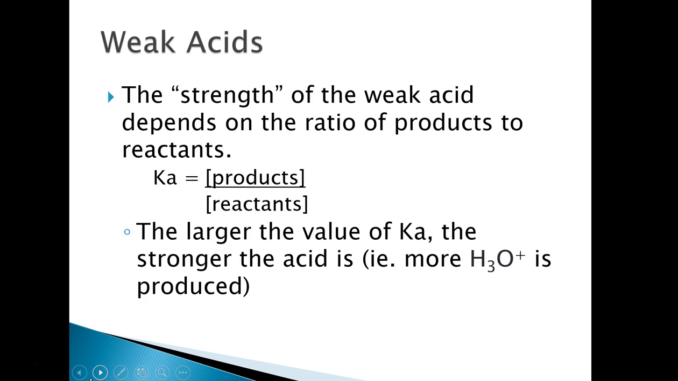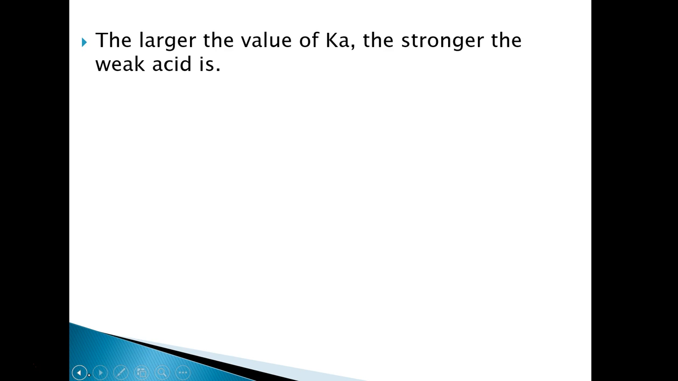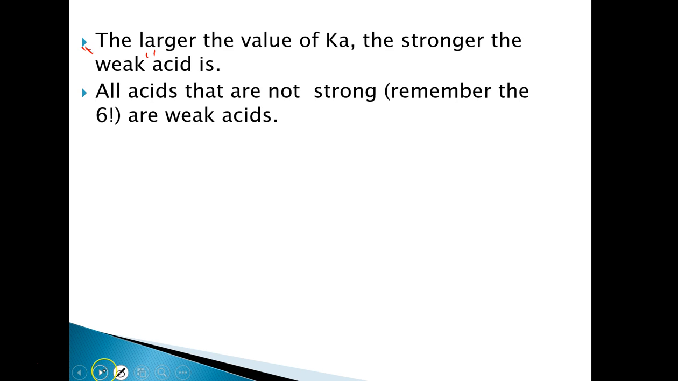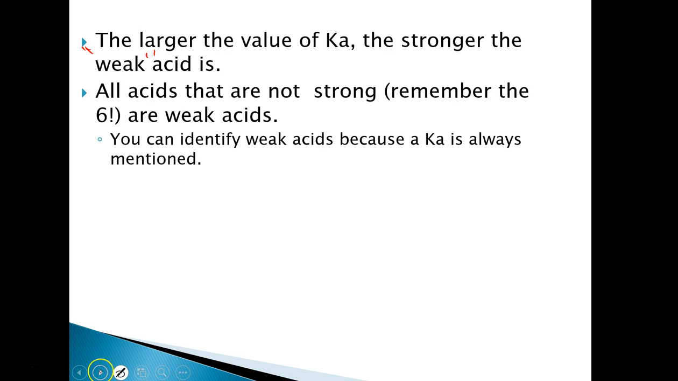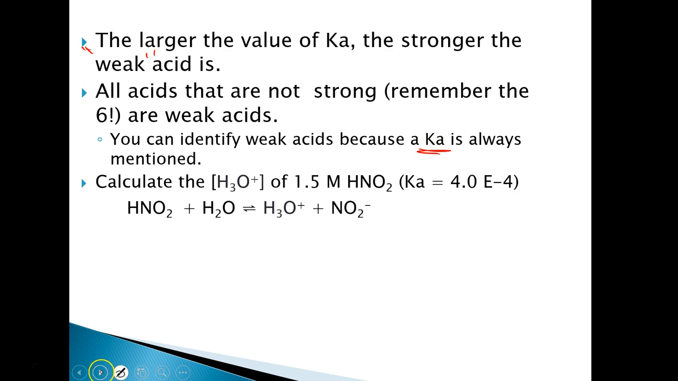The bigger the Ka is, the stronger the acid is, because it produces more of that. That is the stuff that will kill you, the H3O+. Okay? The larger the value of Ka, the stronger the weak acid is. And I use weak in quotes because they vary greatly on how weak they are. And any acid that is not one of the strong 6 is a weak acid. Any acid, and there's an awful lot of them. Okay? You can also identify weak acids because they always mention the word Ka.